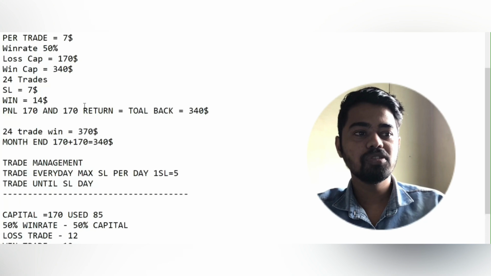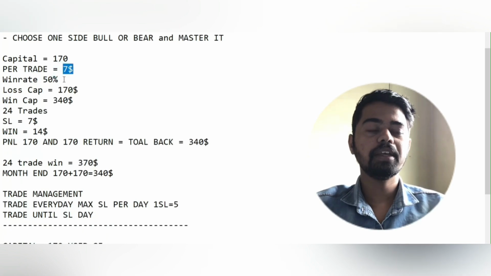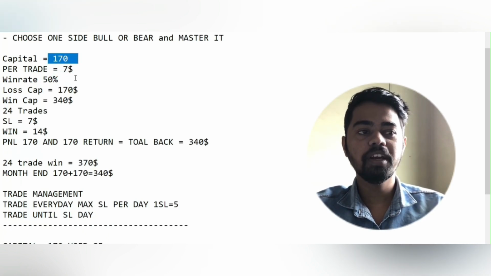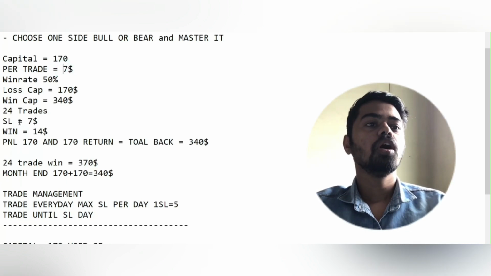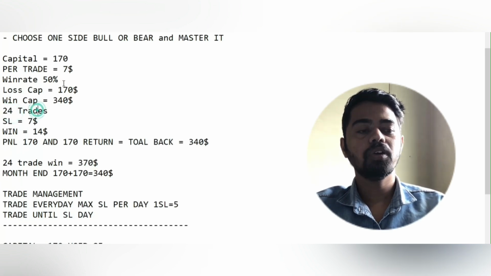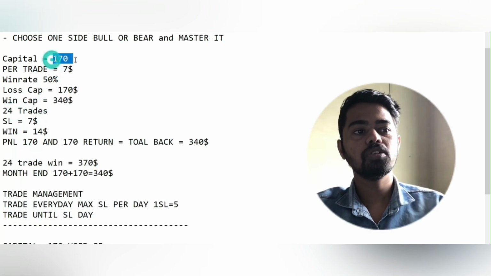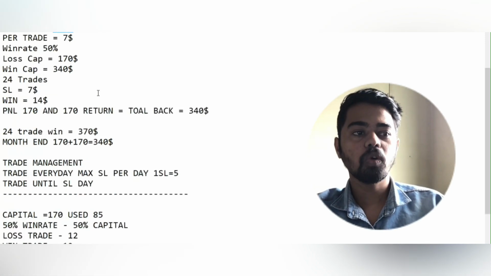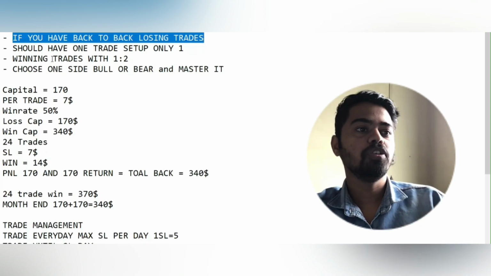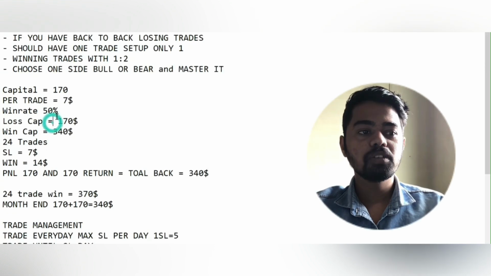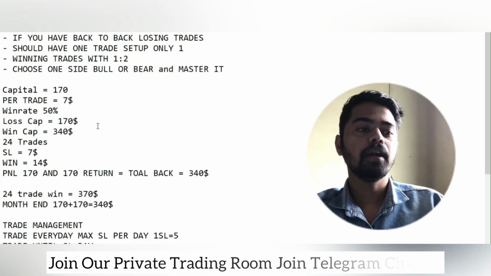This might be quite confusing until you understand. So let me explain in a simple way. If you are taking a risk of $7 with $170, it means you can only lose how many trades? 24 trades. You cannot go more than 24 trades. If you lose 7 into 24, then it goes off $170. So if you have back-to-back losing trades, then this is not going to work for you. As I told you in the first point, this will work for you only if you have experience of a winning ratio, winning trades.